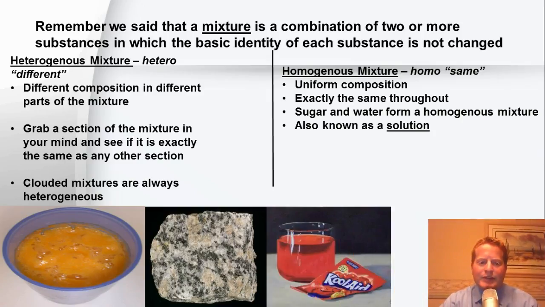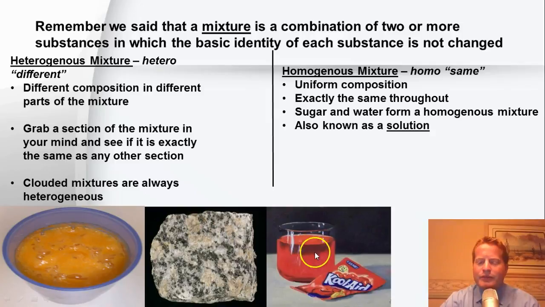So if we're rehashing this again, one way you can actually tell the difference in a heterogeneous mixture, mentally in your mind, let's look at this rock, for example, at the bottom. If we take a section of this in our mind, and then we look at another section, they're different from each other, right? So if you can grab a section of it and it's not exactly the same as another section, that makes it a heterogeneous mixture, because there's more than one type of rock mixed into this rock.